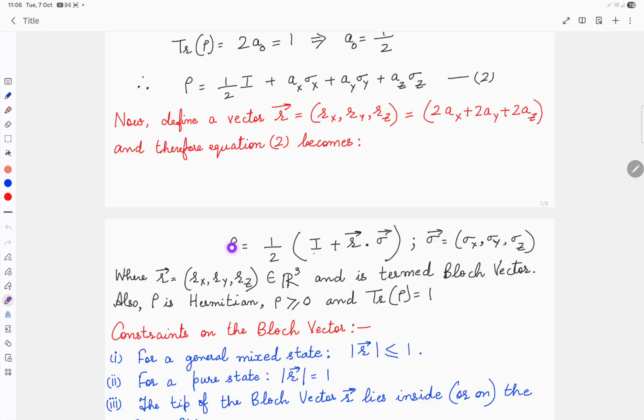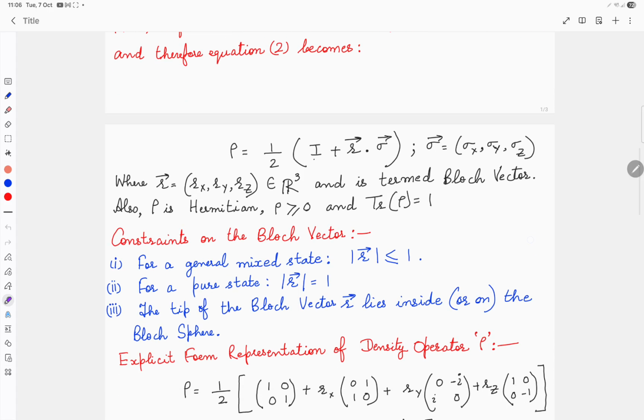And because I have already said that rho is a density operator, therefore it has to be Hermitian, it has to be semi-definite, and the trace of this density operator has to be equal to 1. These are some of the properties of the density operator. Now we put some constraints on the Bloch vector. So let us try to understand these constraints.